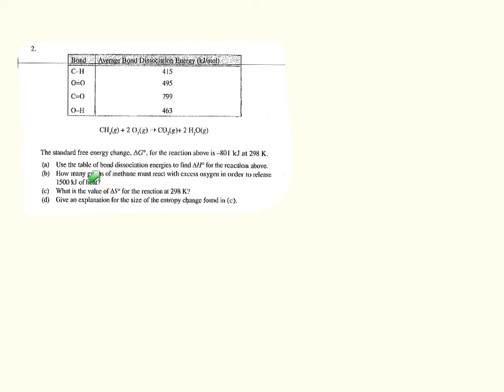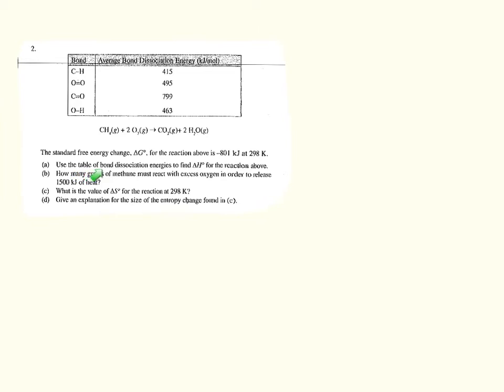This is number 2 of the Thermo review. So let's read the question first. The standard free energy change, delta G, for the reaction above is negative 801 kilojoules. So they're giving us the free energy. We know that it's a spontaneous reaction. So let's keep that in mind. We might need it a little bit later.